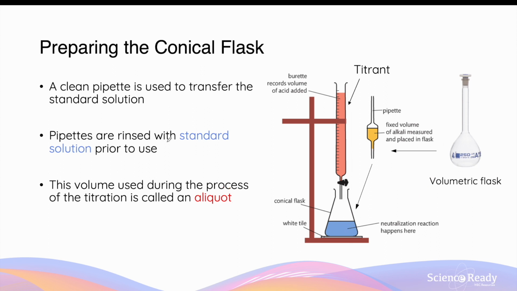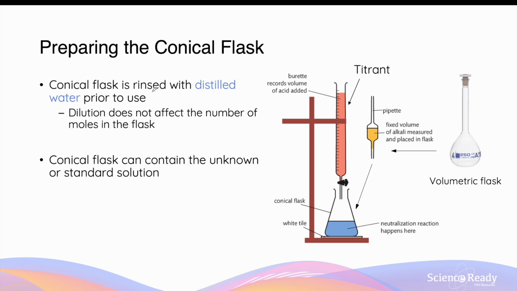Make sure the pipette is rinsed with the standard solution prior to use. In general, the pipette should be rinsed with the chemical that is about to be transferred using the pipette. So if you're transferring the standard solution from the volumetric flask into the conical flask, then the pipette should be rinsed with the standard solution. You should not rinse the pipette with distilled water only, because any residual amounts of water left over in the pipette will then dilute the concentration of the standard solution that you're transferring, and that will lead to a decrease in the number of moles of the standard that you're transferring into the conical flask.